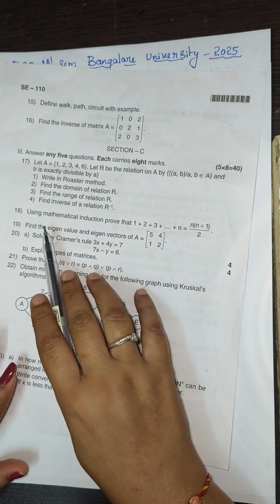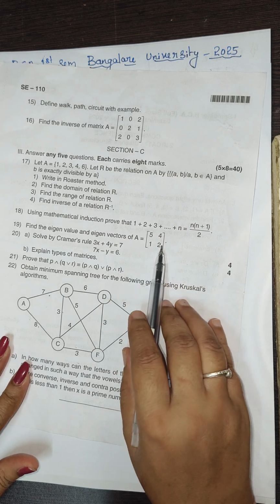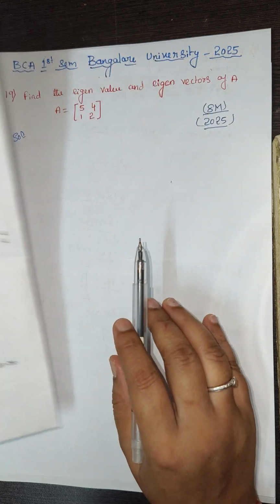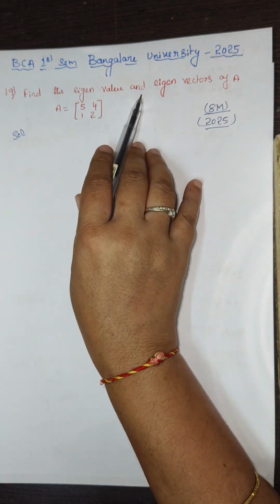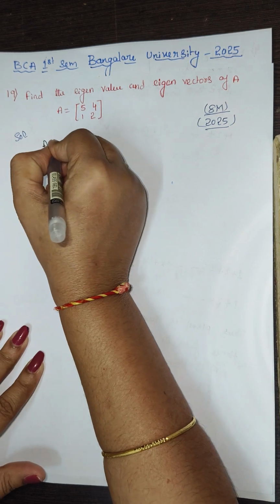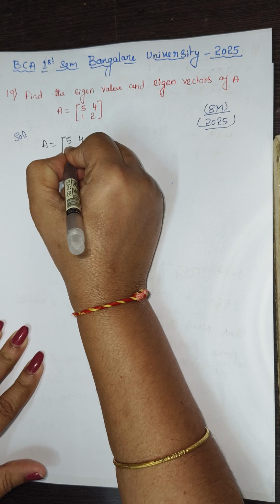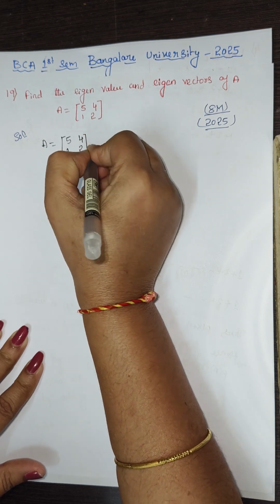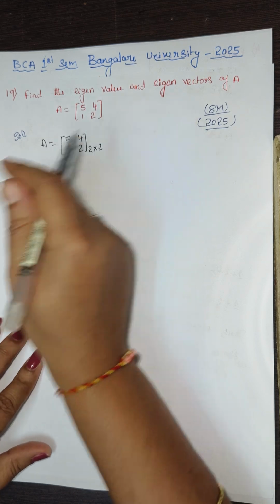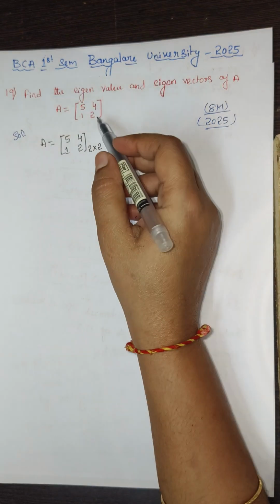The next question is here. Find the eigenvalue and eigenvector of the matrix A, the 2 by 2 matrix they have given. First row is 5 4 and second row is 1 2. So here, find the eigenvalue and the eigenvectors of A. The matrix A equals, first row 5 4, second row 1 2. It is a 2 by 2 matrix, a square matrix. And remember this: for the eigenvalue and eigenvector, they will ask for the square matrix only.